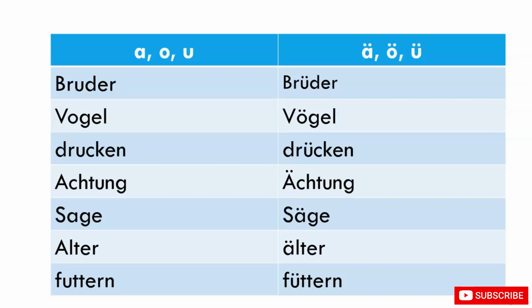Over to you. Which one of these words am I saying? The one without the umlaut or the one with the umlaut? The first word is Bruder. And that, of course, is without the umlaut. Vögel. That's with. Drücken. That's also with. Achtung. And that's without again.